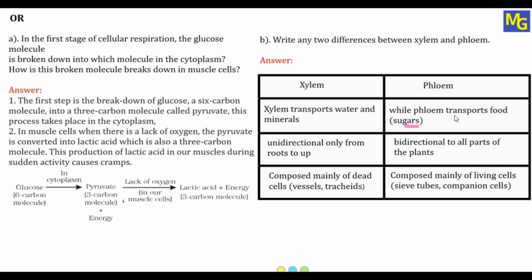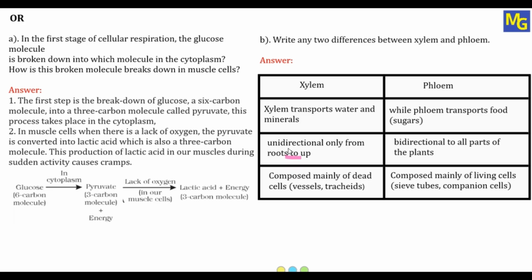So, whatever food is prepared in the leaves with the help of photosynthesis, that food will be transferred to all parts of the plant, because whenever the plant grows, all parts of the plant will grow. And for all parts, food is required, and that transport will be done by phloem. Second point, xylem, that is unidirectional, only from roots up, to the top of the plant.